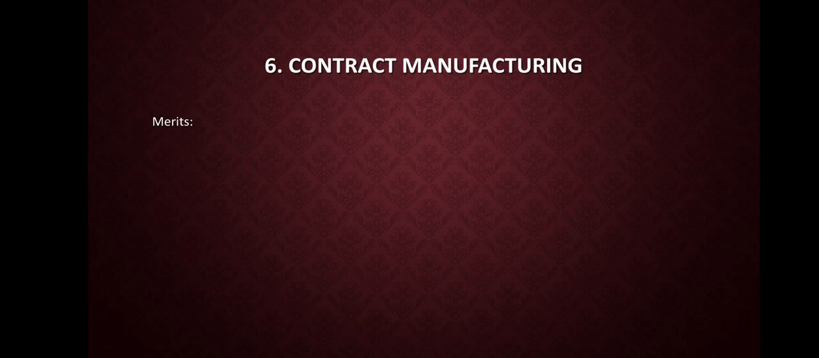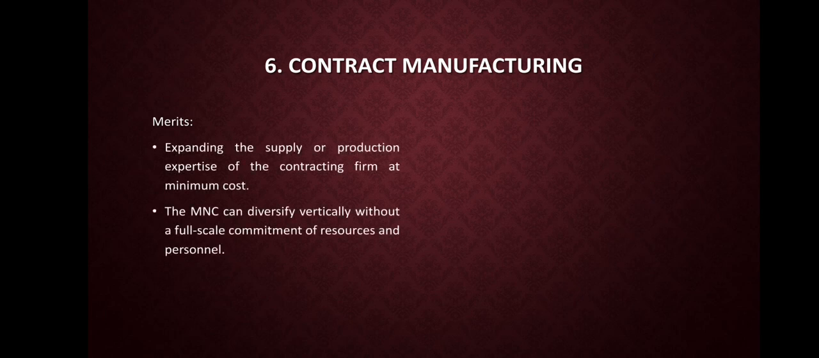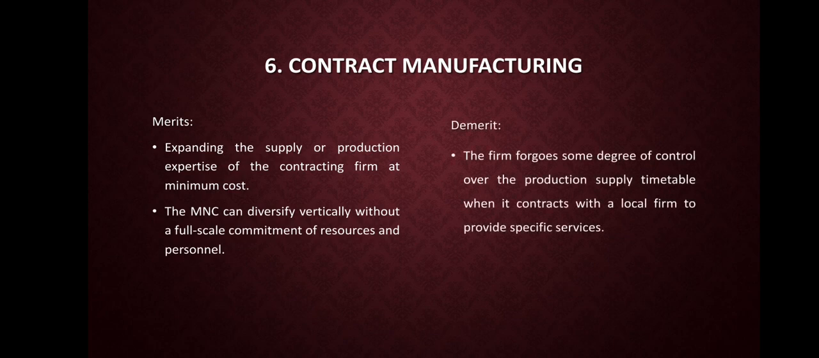The advantages of contract manufacturing are: contract manufacturing has the advantage of expanding the supply or production expertise of the contract manufacturing firm at minimum cost. The MNC can diversify vertically without a full scale commitment of resources and personnel. The demerit is that the firm forgoes some degree of control over the production supply timetable when it contracts with a local firm to provide certain specific services.